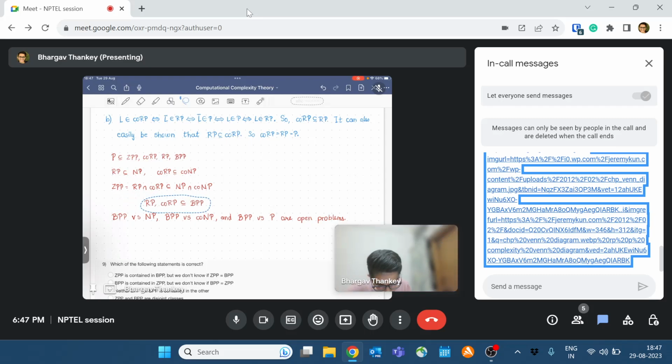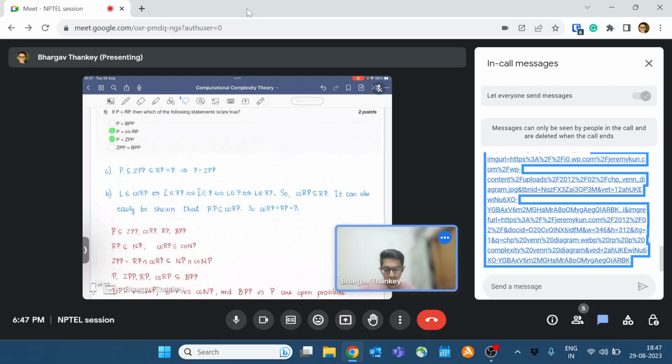Let me write this question: why didn't we take option A? Why does it not satisfy A? So what was it? Oh, P equals BPP. From P equals RP, can you say anything about P equals BPP? RP is contained in BPP, right? So just because P equals RP doesn't necessarily mean that P equals BPP, because it is possible that there is a language in BPP that is not in RP.